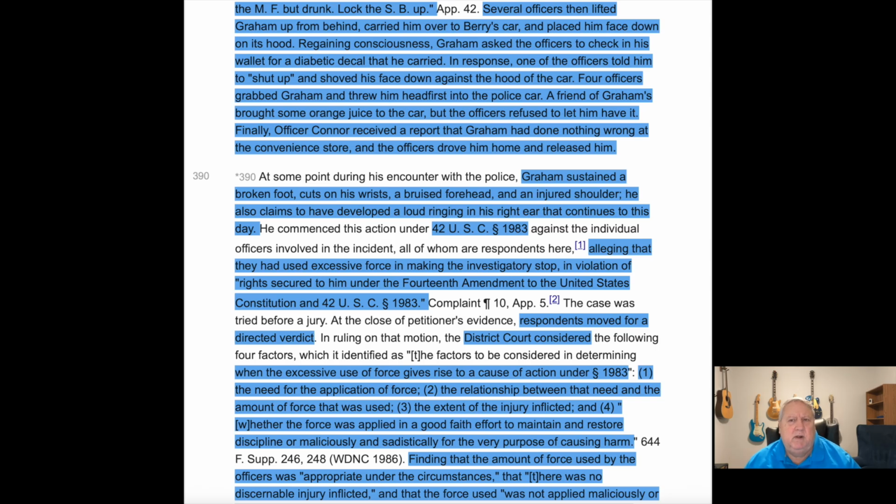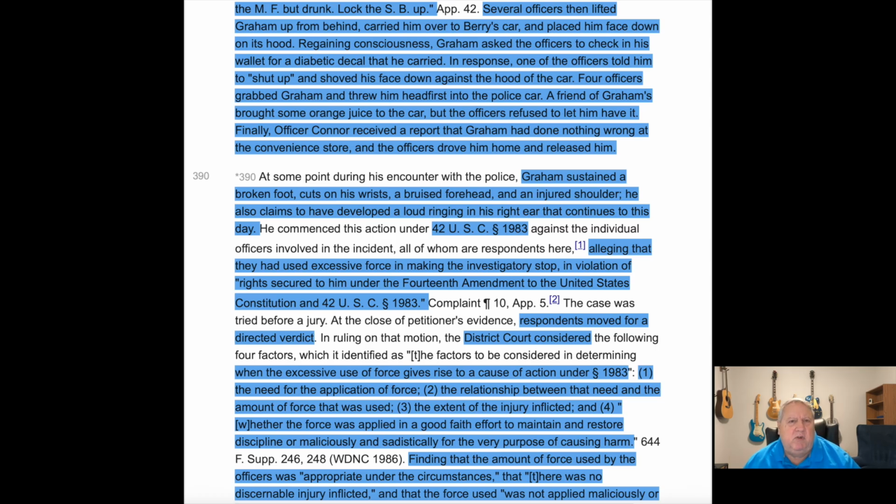These are still applicable. Number 1, the need for the application of force. Did you need to actually use force? Was he resisting in some way? Number 2, the relationship between that need and the amount of force that was used. Did he twist and you clubbed him with your baton or something? Number 3, the extent of the injury inflicted. And number 4, whether the force was applied in a good faith effort to maintain and restore discipline or maliciously and sadistically for the purpose of causing harm.